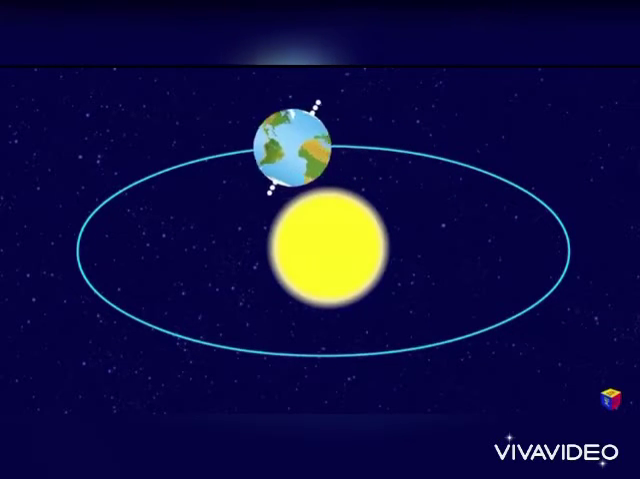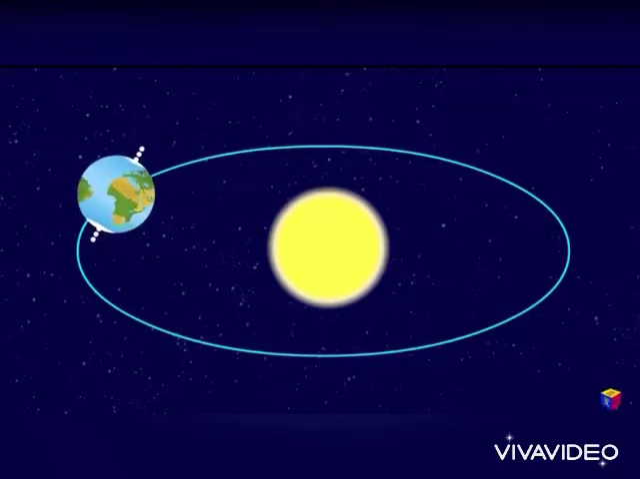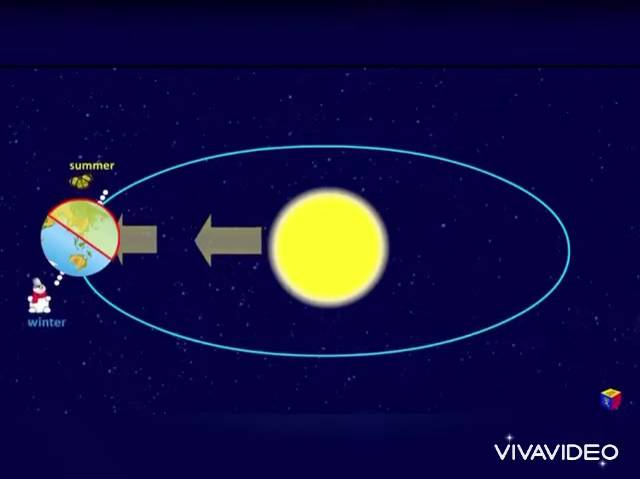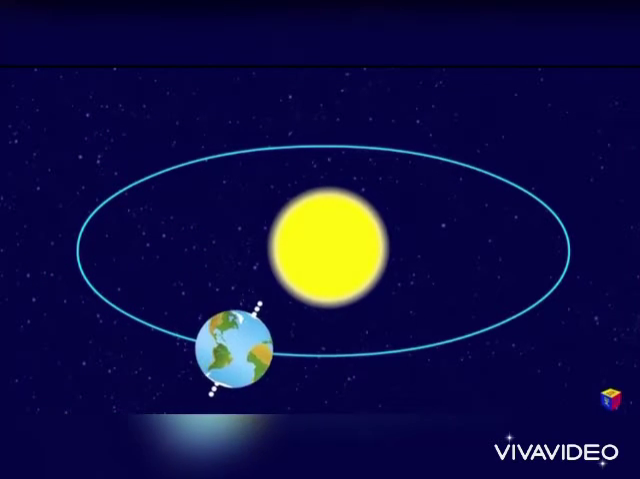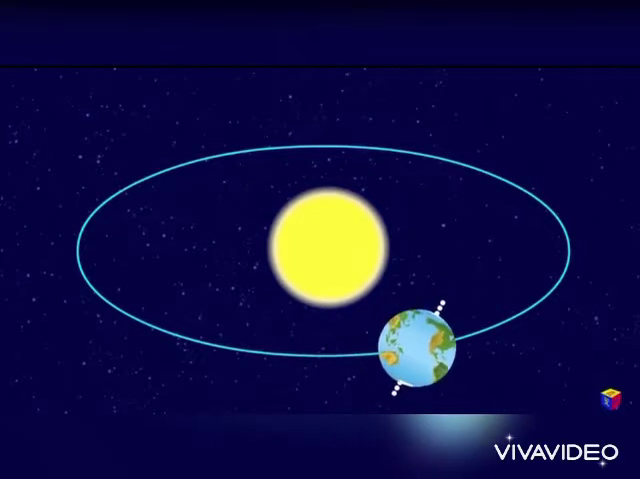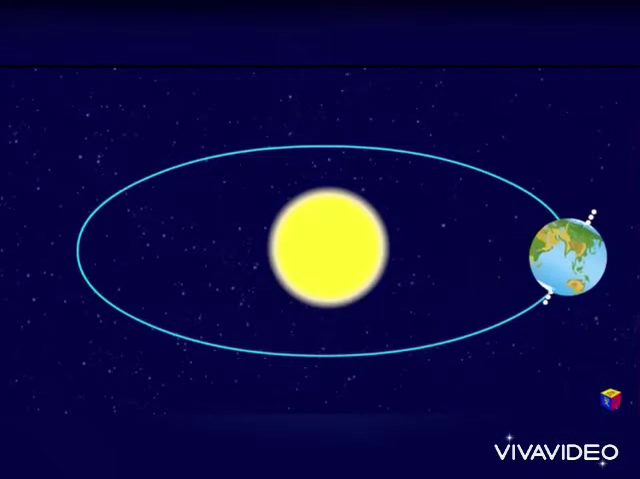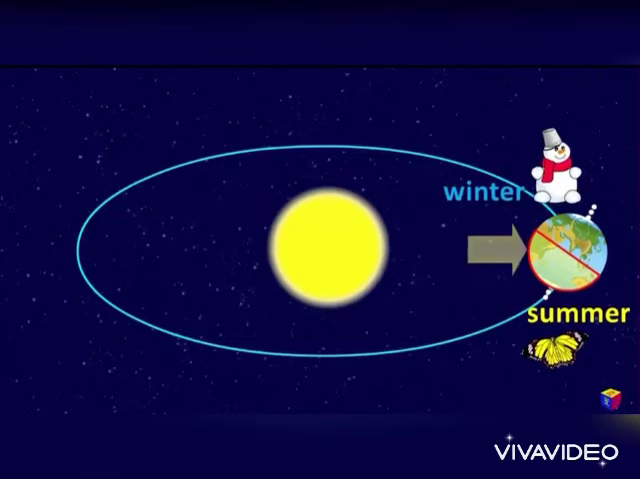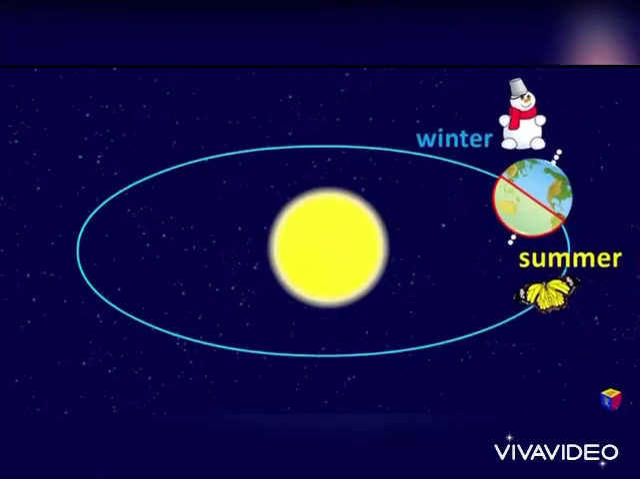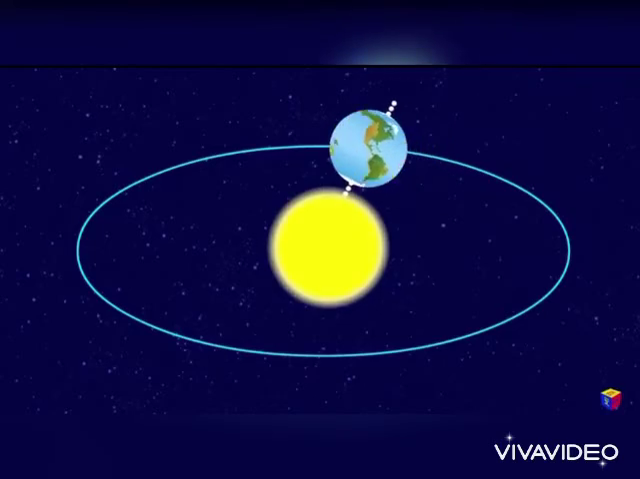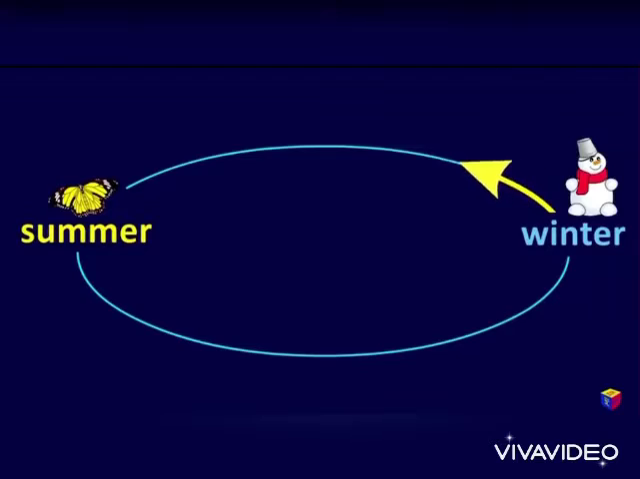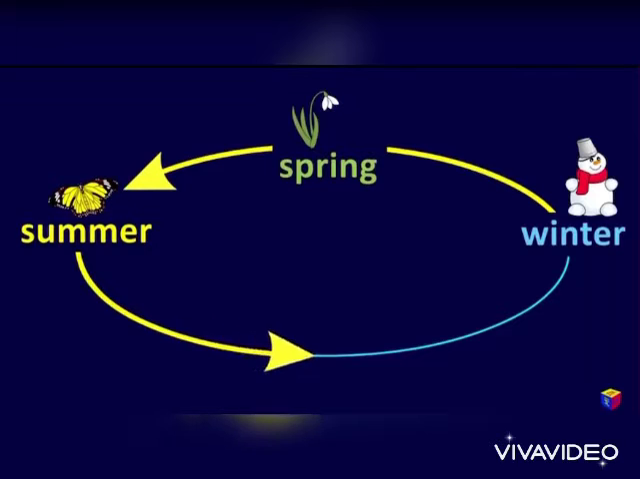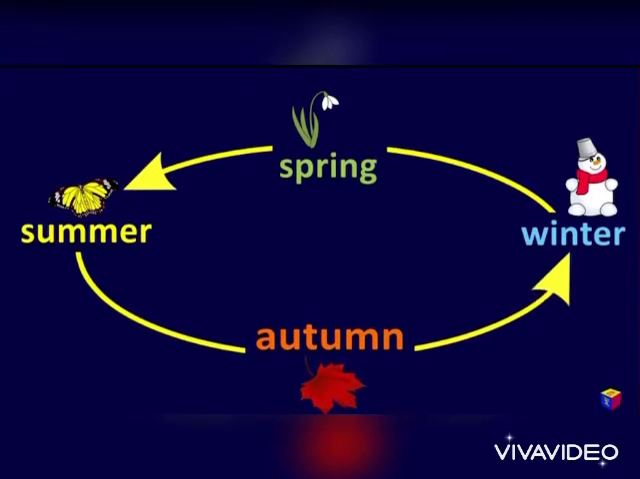When the northern hemisphere points toward the Sun, it experiences summer, while the southern hemisphere experiences winter. And vice versa, when the northern hemisphere points away from the Sun, the southern hemisphere gets more sunlight, creating summer there and winter in the northern hemisphere. So what are spring and autumn then? Spring is a transition from winter to summer, and autumn is a similar transition from summer to winter.